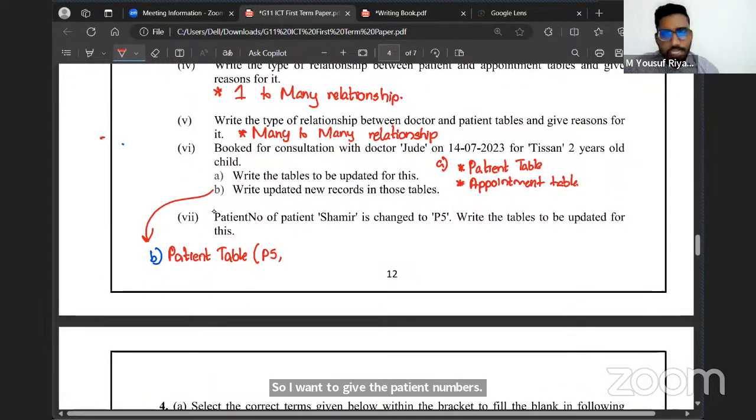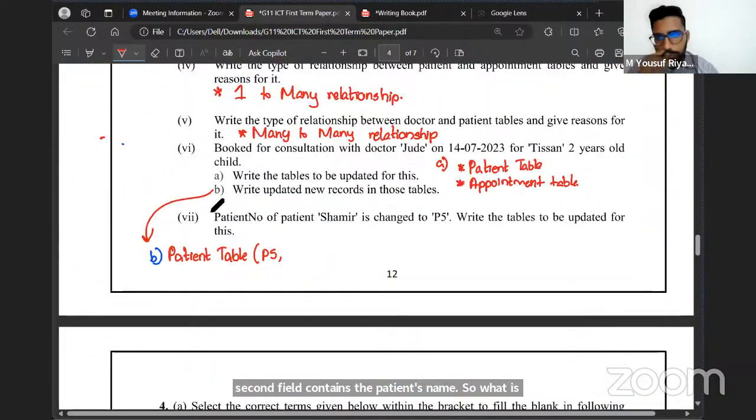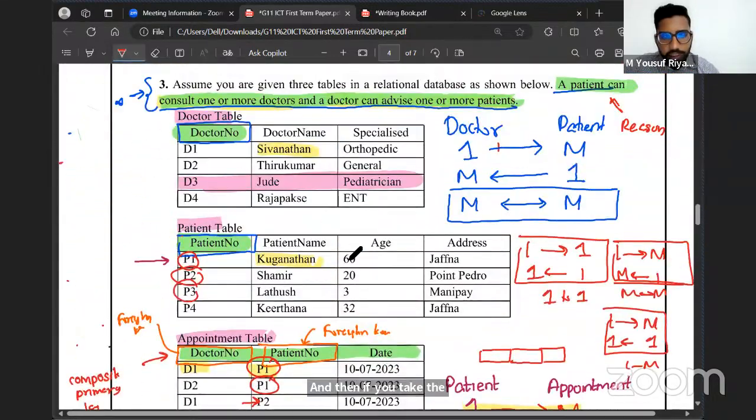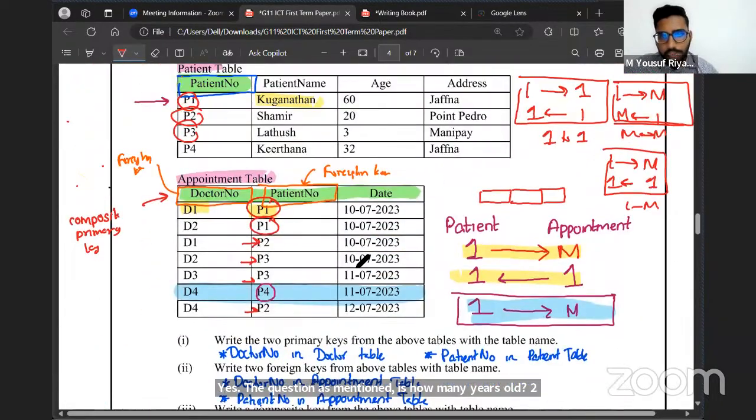And then the second field contains the patient's name. So what is the patient's name here? Exactly. The patient's name here is Tisan. And then if you take the patient table, the third field contains the patient's age. So what is the patient's age? Yes, the question has mentioned Tisan is 2 years old. Right.